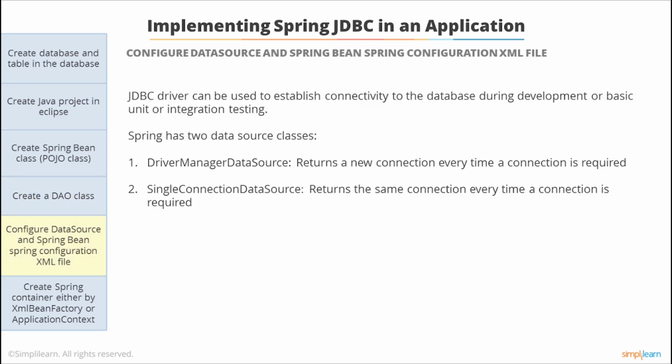To configure the data source and Spring Bean configuration XML file, the JDBC driver can be used to establish connectivity to the database during development of basic unit or integration testing. Spring has 2 data source classes: DriverManagerDataSource, which returns a new connection every time a connection is required, and SingleConnectionDataSource, which returns the same connection every time a connection is required.